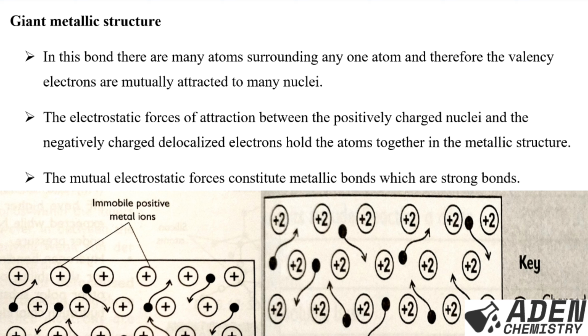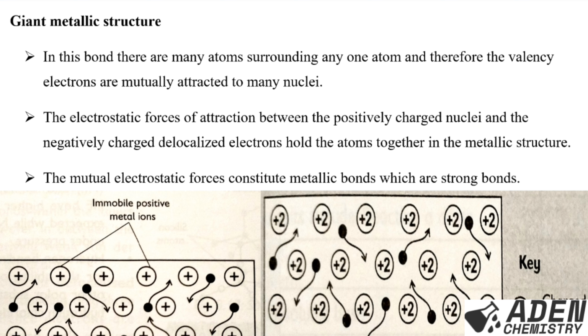So we are saying in this bond, there are many atoms surrounding any one atom, and therefore the valence electrons are mutually attracted to many nuclei. Then the electrostatic forces of attraction between the positively charged nuclei and the negatively charged delocalized electrons hold the atoms together in the metallic structure.